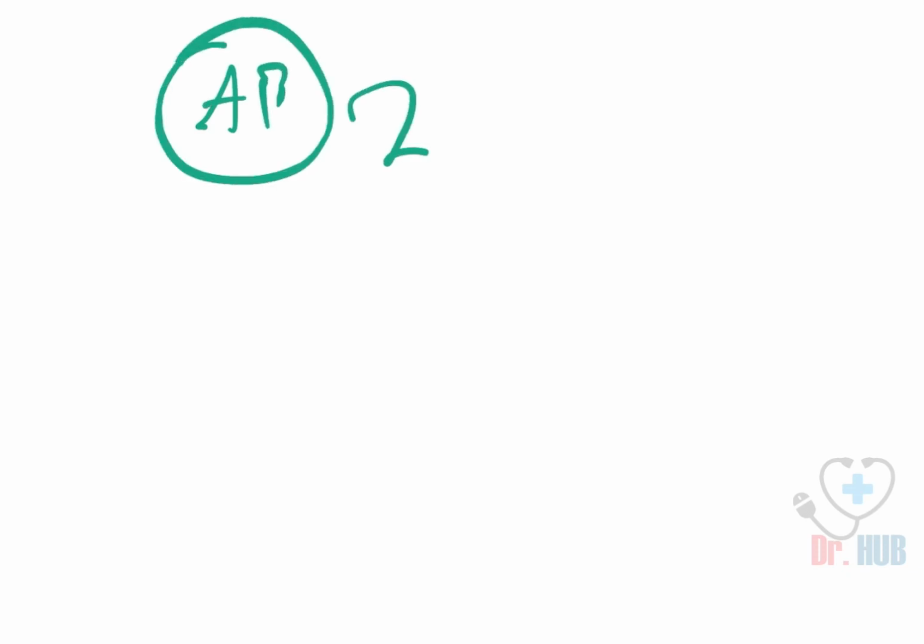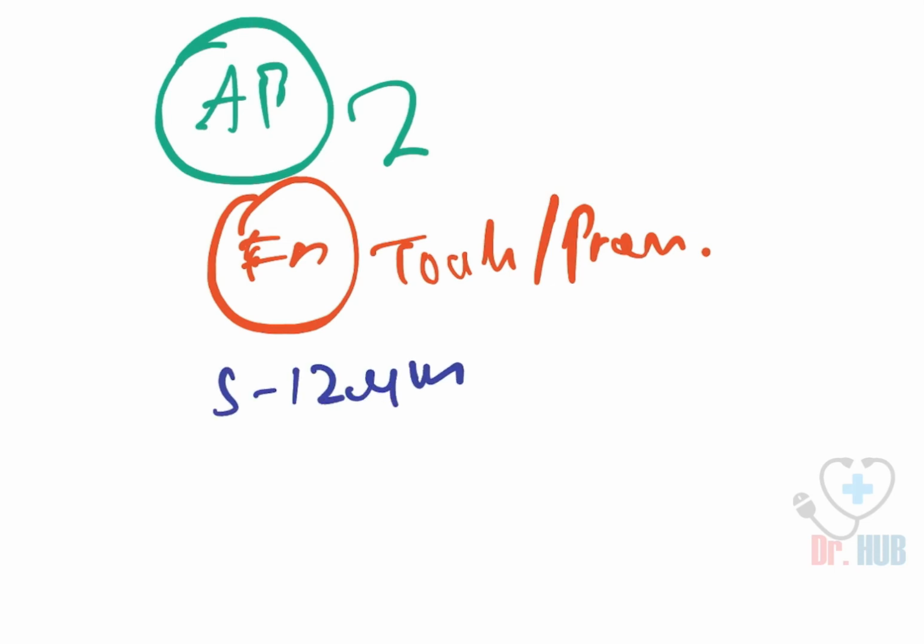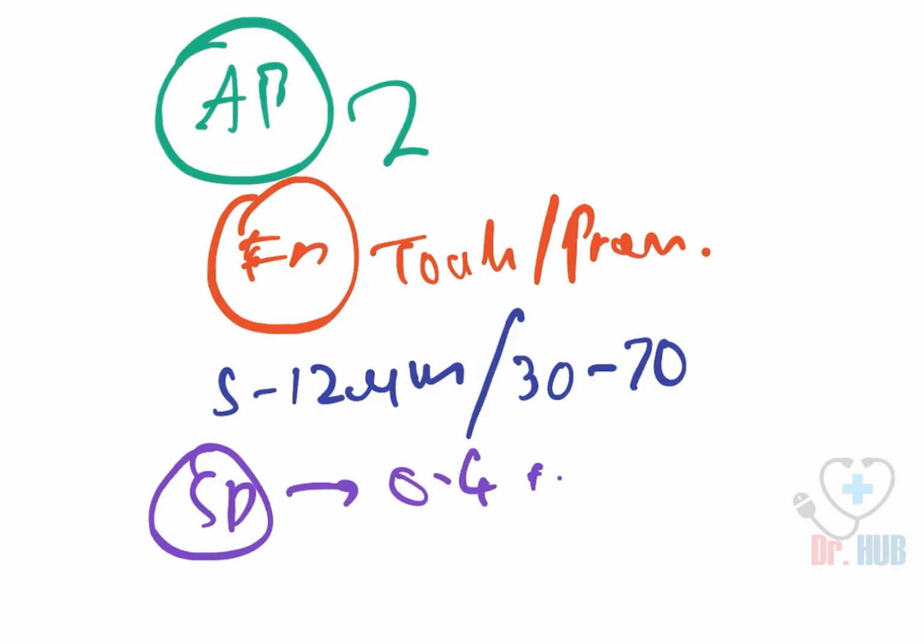Now to answer the questions, firstly we asked about the A beta. What is A beta? Under function, the A beta muscle fiber deals with touch as well as pressure, the fiber diameter is about 5 to 12 micrometers, the conduction velocity is 30 to 70, and the spike duration is about 0.4 to 0.5.